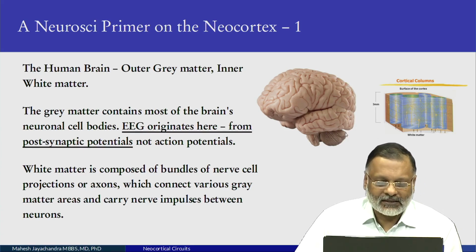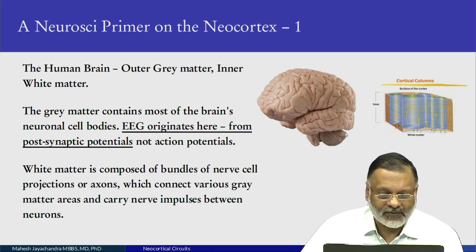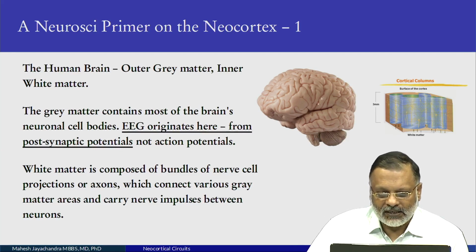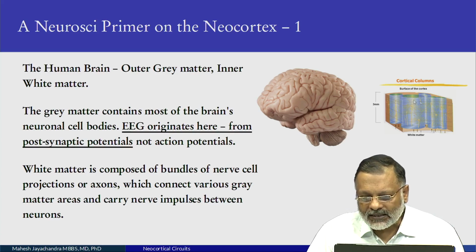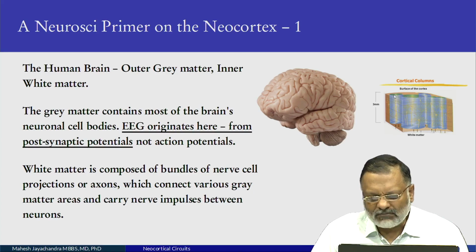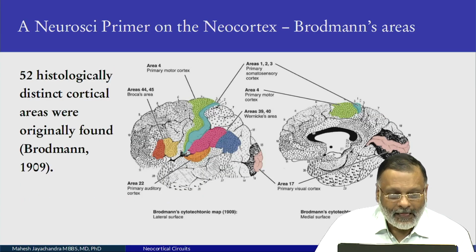The white matter consists of bundles of nerve fibers, projections. It's a network. It connects one area of the brain to the other and carries the impulses between different areas. So this is the human brain. But when you look at just the gray matter, the outer layer, it's about, as I said, 1 to 2, 3 millimeters, and it has 6 layers, and the white matter is below. So let's consider it in more detail.